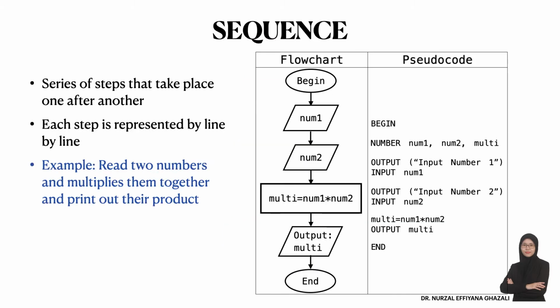Sequence is a series of steps that take place one after another. Each step is represented line by line. Now, I show one example where you need to read two numbers and multiply them together, then print out their product. Here, you can see the flowchart and the pseudocode. By looking at the flowchart, we know that this is sequence. Why? Because the process is taken one after another.